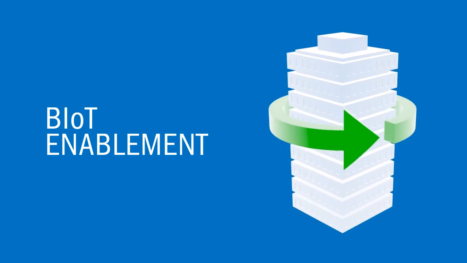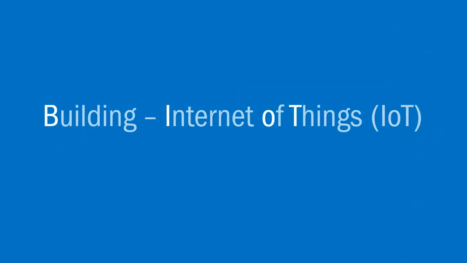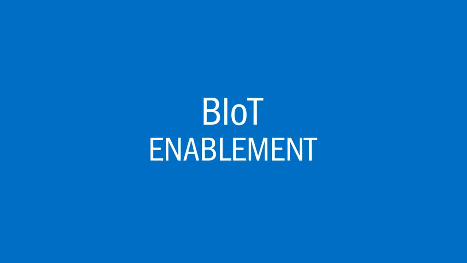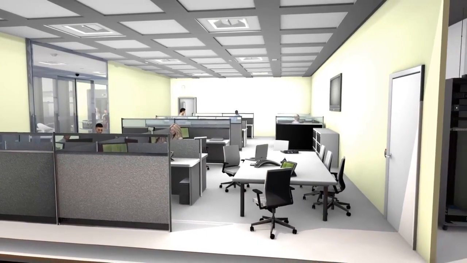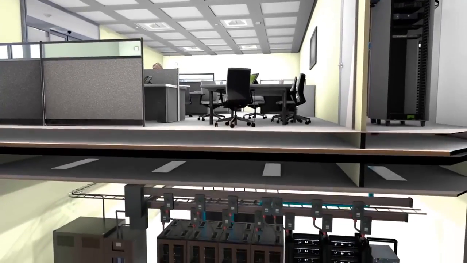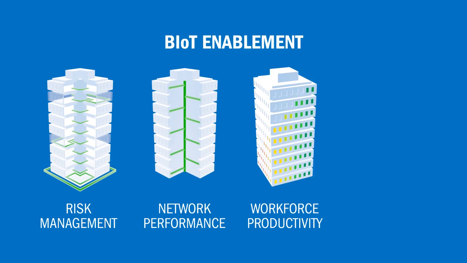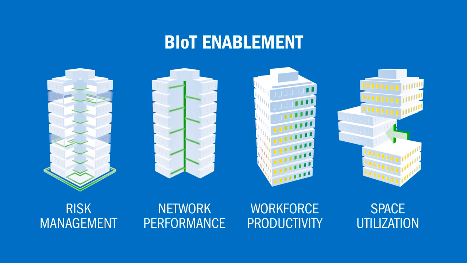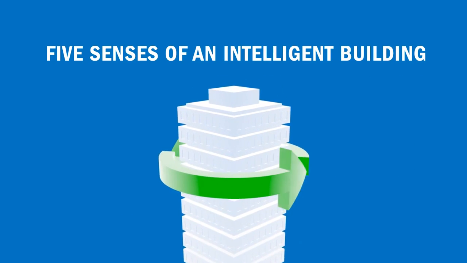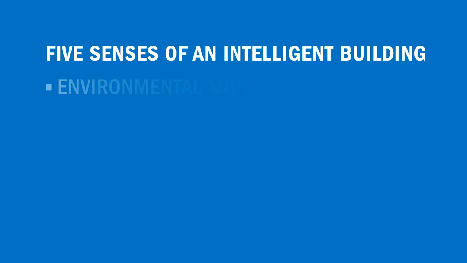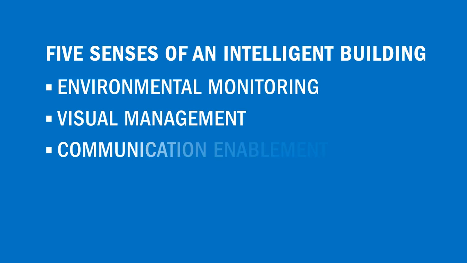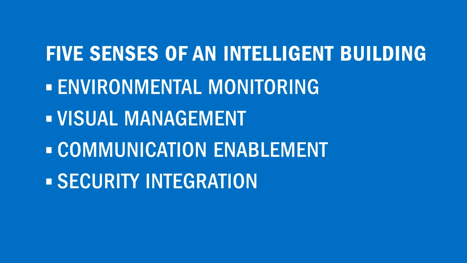Enabling the Internet of Things in a commercial building allows you to analyze your environment and make real-time adjustments to improve efficiency and productivity. A truly smart building will address the challenges of open architecture design, supplier integration, and migrating to an IP platform. An IoT-enabled environment simplifies the task of managing risk, improving network performance, enhancing workforce productivity, and better space utilization. The five sensors that enable intelligent buildings include environmental monitoring, visual management, communication enablement, security integration, and network connectivity.